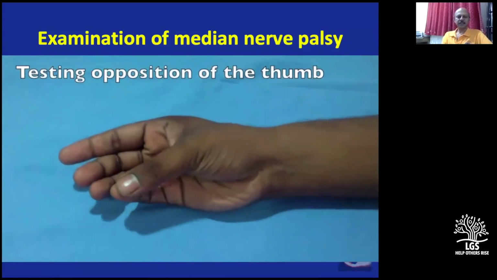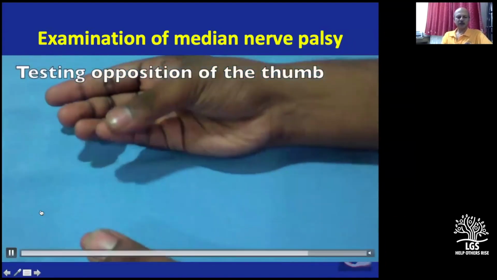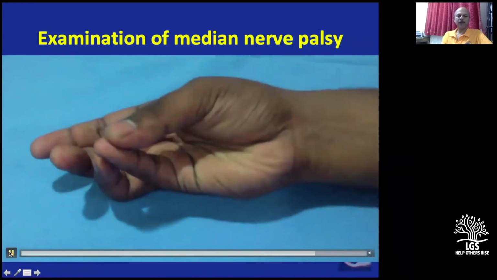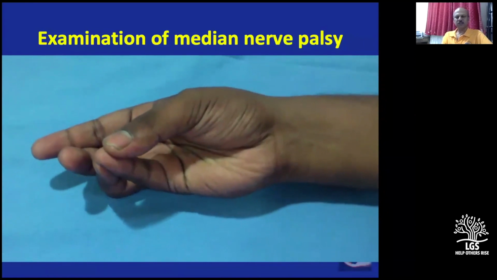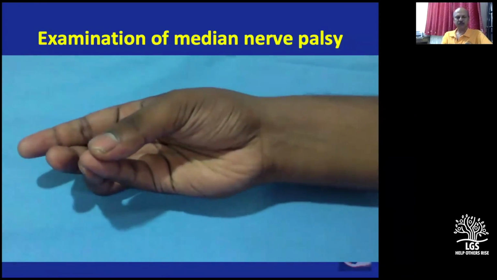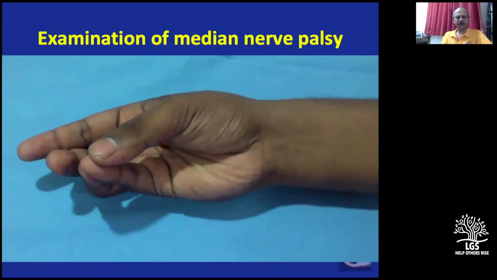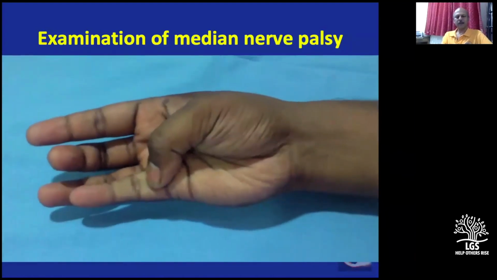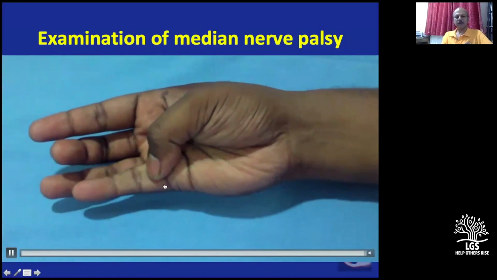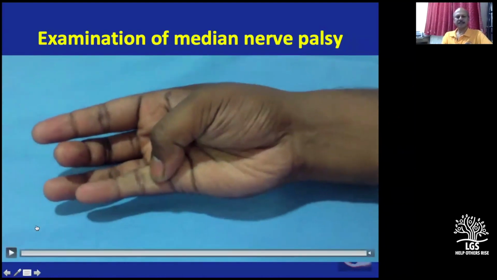Next, we need to check the opposition. When we check the opposition, I told you we need to check the pulp to pulp pinch. This is the ideal position in which to check for the opposition of the thumb. And there is a different grading for this. If the patient is able to touch till this crease or till this crease, it is complete.